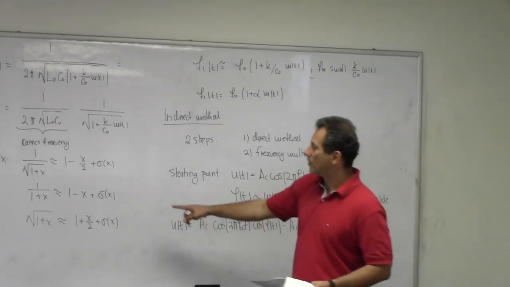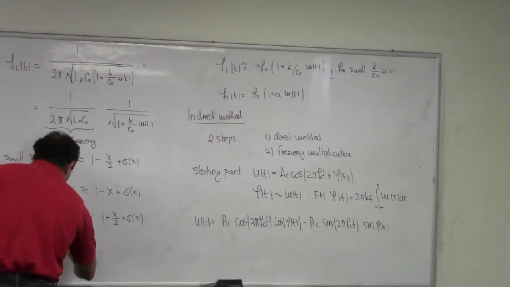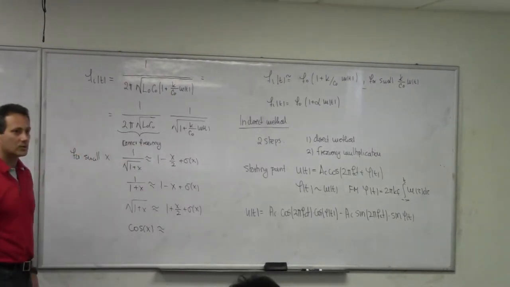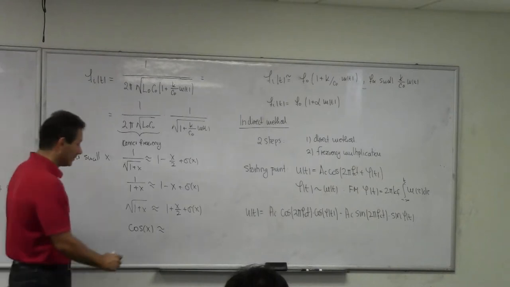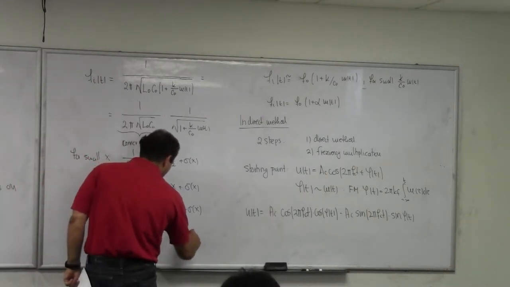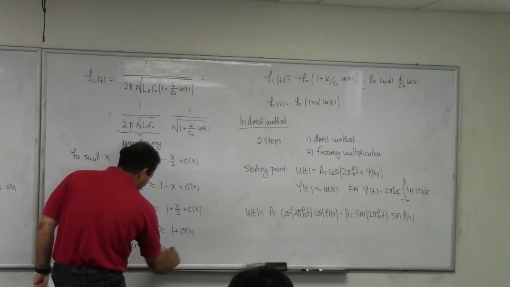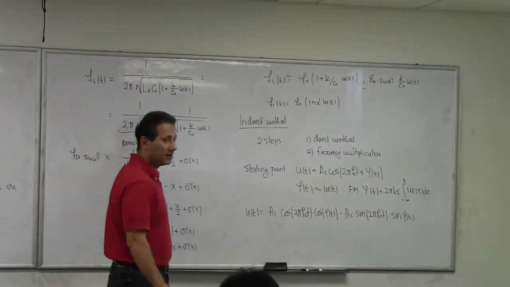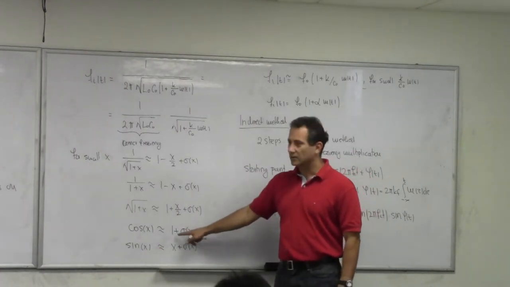Now, let's add two more to this list here. If x is small, what is the cosine of x approximately? For small x, it's one. And what is the sine of x? For small x, sine of x is equal to x. For small x, cosine goes to one.